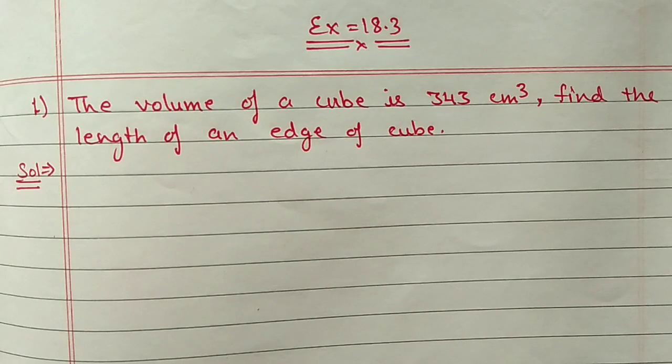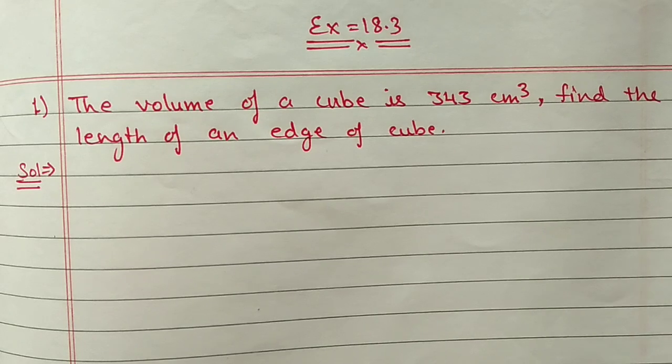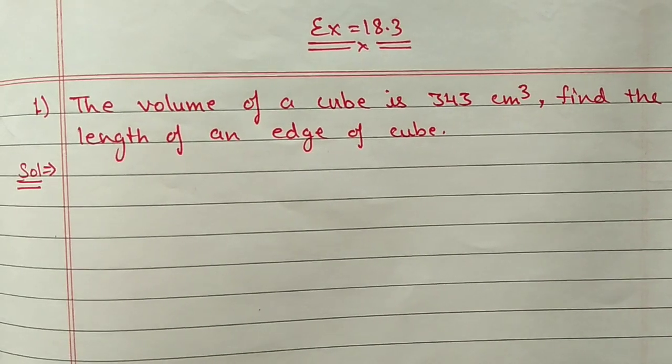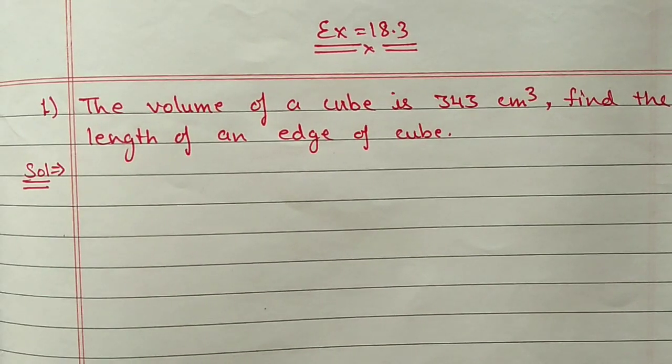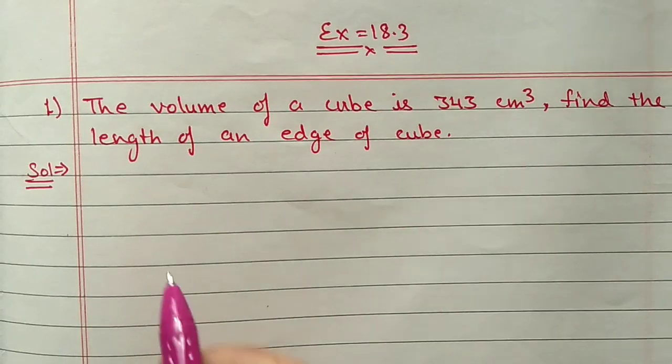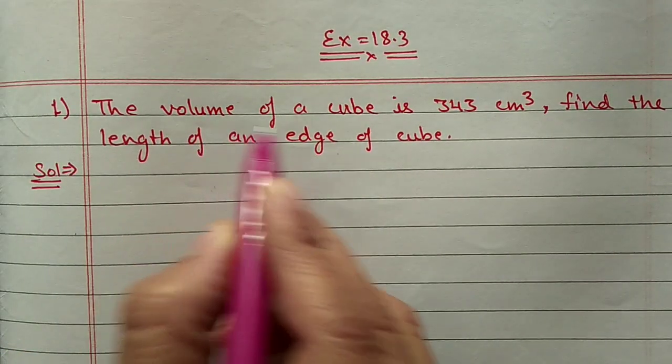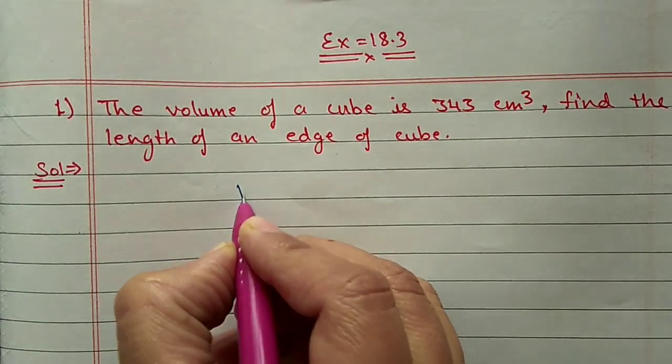Now we will start exercise 18.3. Question number 1. The volume of a cube is 343 centimeter cube. Find the length of an edge of cube. Edge means here one side we have to find out. So given is here volume of cube. We will start from this only.